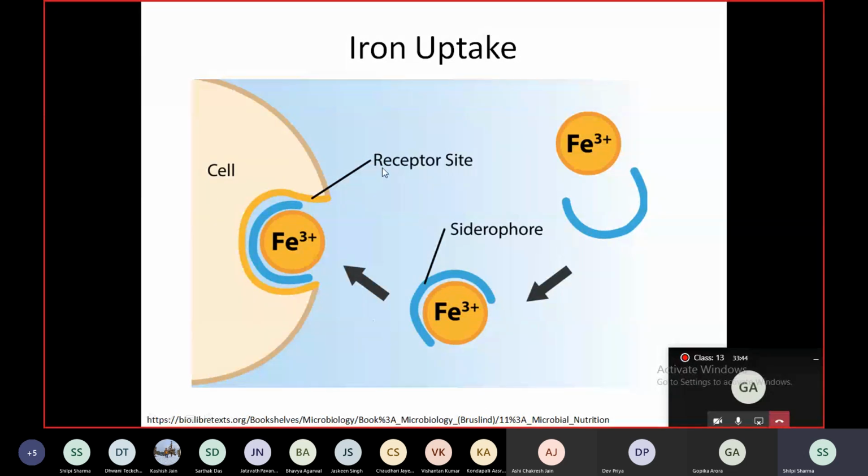So basically, once the iron-siderophore complex reaches the cell surface, it binds to a receptor which is specific for the siderophore, and then either the iron is released into the cell or the whole complex is taken inside, let's say by the ABC transporter you just saw in primary active transport. But this is specific for certain kinds of moieties.